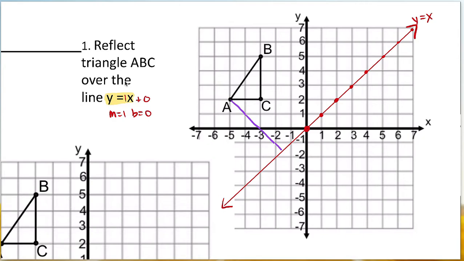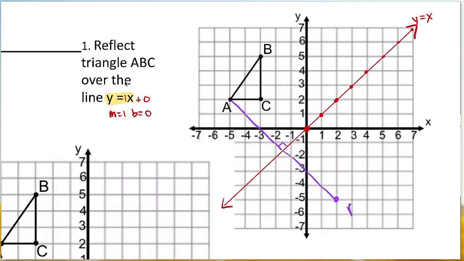So I have to go the same direction. These are perpendicular lines with each other. I have to go the same distance on the other side. So since I had a half here, I'm going to start with a half. This was 3.5, so 1/2, 1, 2, 3 makes 3.5 total.